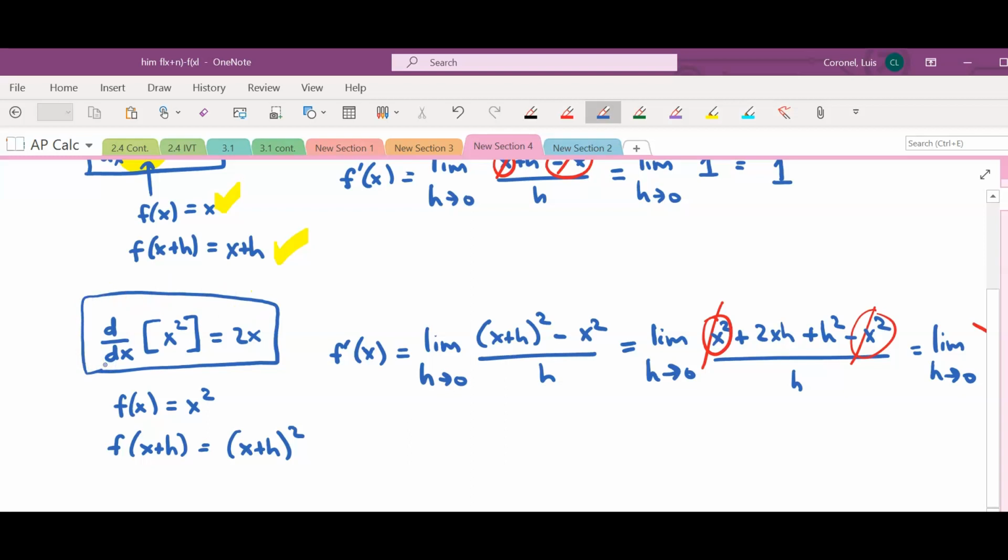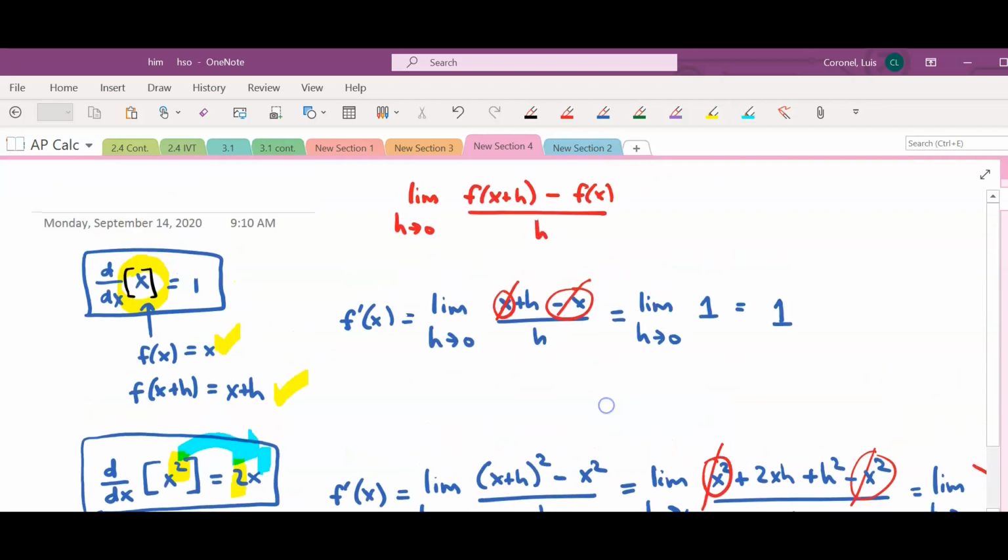I want you to hopefully try to see a pattern. There's something going on with this exponent and this number in front of x. When you take the derivative and get your answer, there's a relationship between the original exponent and what you get in your answer. There's some type of relationship. Same thing with when you had the derivative of x.